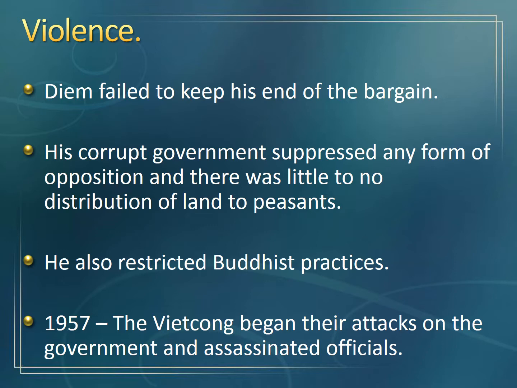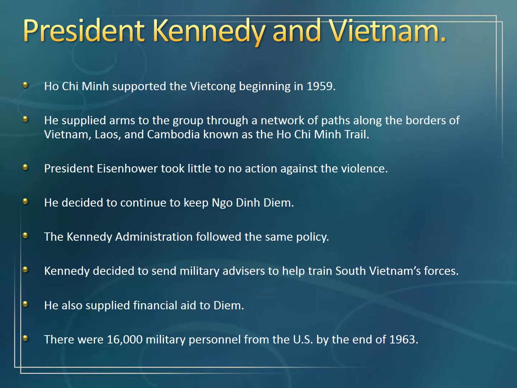And in 1957, the Viet Cong began their attacks on the government and assassinated officials. So remember, the Viet Cong are people in South Vietnam who are communists, who are opposed to the South Vietnamese government. So they began attacking the government and assassinating officials. Ho Chi Minh began supporting the Viet Cong in 1959. He supplied arms to the group through a network of paths along the borders of Vietnam, Laos, and Cambodia, and this will be known as the Ho Chi Minh Trail.